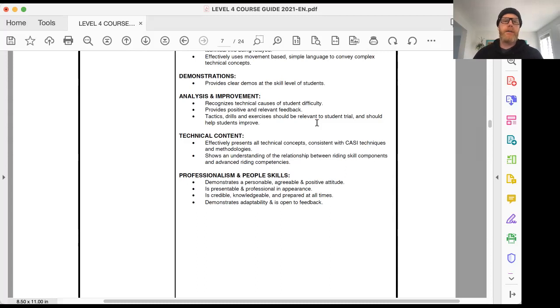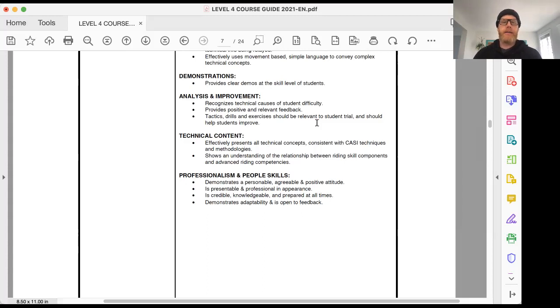And that will really impact your ability to give good feedback. So the next part, provides positive and relevant feedback. This is a basic right from level 1: we want that feedback to be constructive and positive, but it should be specific and relevant to the goal that you've set up at the start. And then tactics, drills, and exercises should be relevant to the student and should help students improve. So really the decision-making factor on these lessons as to whether they're successful or not is, did you help your students improve? In that 60 minutes, or in that time frame that you were allotted, were you able to change your students' riding and hopefully have them come out of that lesson being better snowboarders?